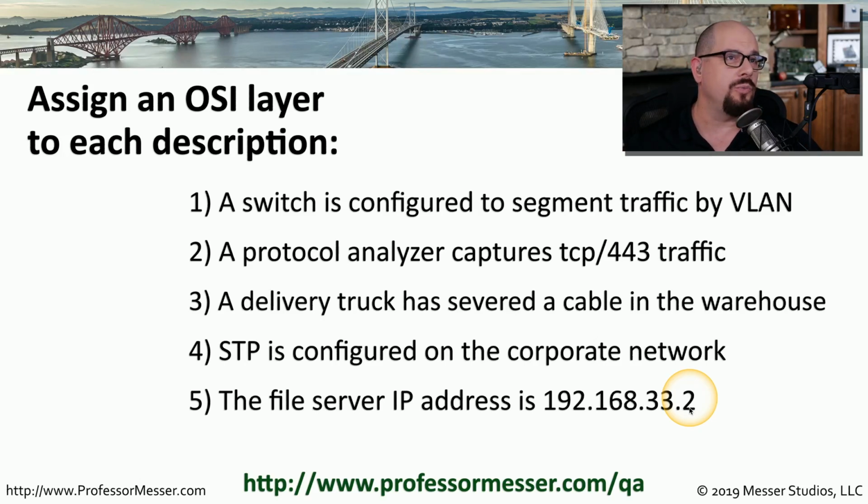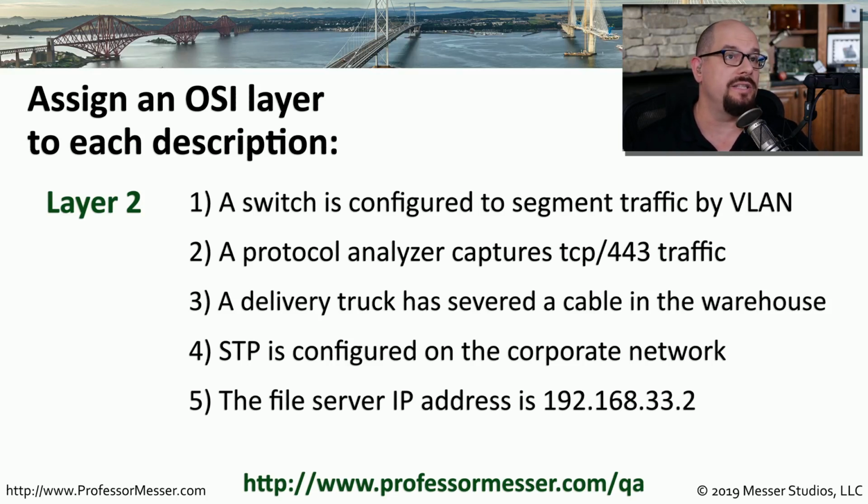Let's start with the very first one, which is a switch is configured to segment traffic by VLAN. Well, there's 2 very important words with that one. There is switch and there is VLAN. You should already be thinking anything relating to a switch, anything relating to VLANs is layer 2 of the OSI model, that data link layer. So anything relating to switching, anything that makes its decisions on MAC address is a layer 2 OSI model situation. So layer 2 is the answer for a switch configured to segment traffic by VLAN.